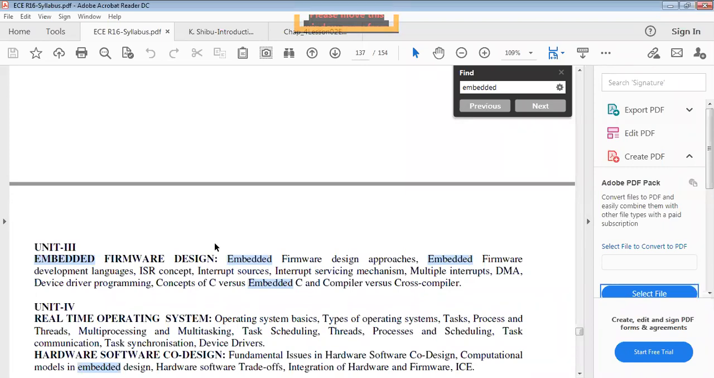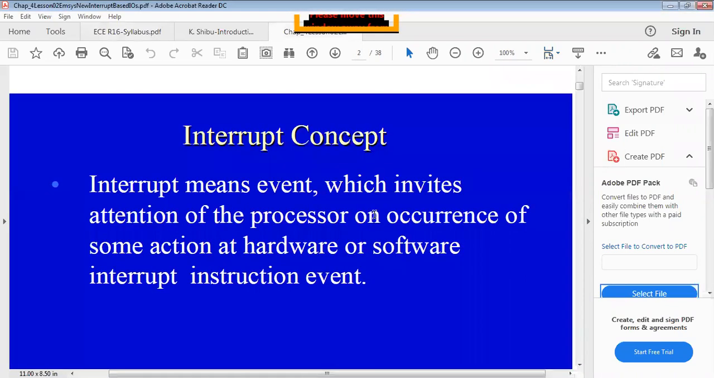And the next one is the interrupts concept. So today's topic is the concept of interrupts. See here, the concept of interrupt. Can you tell me, everybody, what is the window? Under which topic do you see this window?